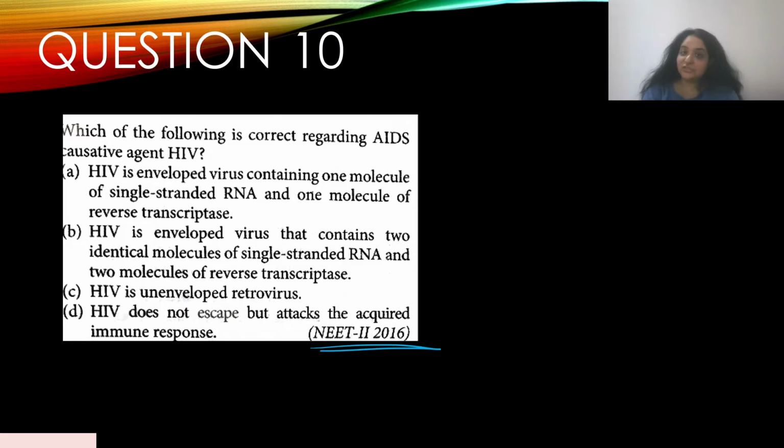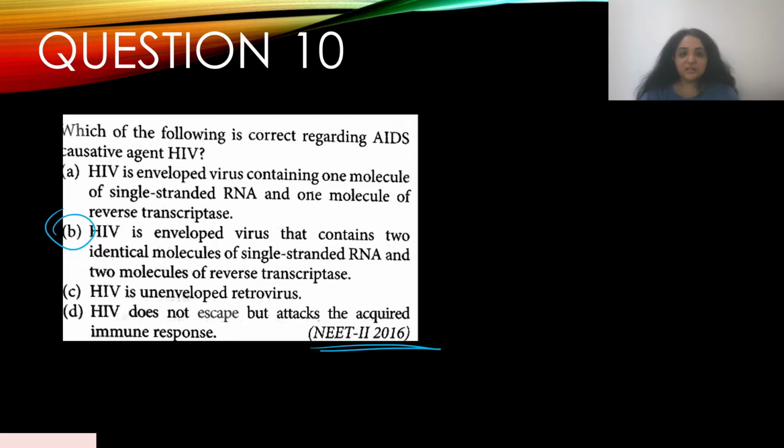To understand HIV, which causes AIDS: A, HIV is enveloped virus containing one molecule of single-stranded RNA and one molecule of reverse transcriptase. No, that's incorrect. B, HIV is enveloped virus that contains two identical molecules of single-stranded RNA and two molecules of reverse transcriptase. Yes, that's correct. B.